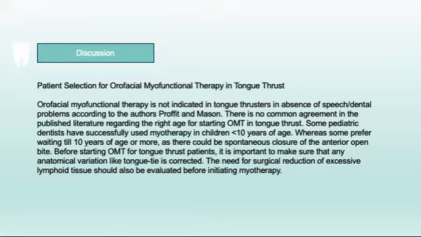It's important to make sure that any anatomical variation like tongue tie is corrected. The need for surgical reduction of excessive lymphoid tissue should also be evaluated before initiating myotherapy.